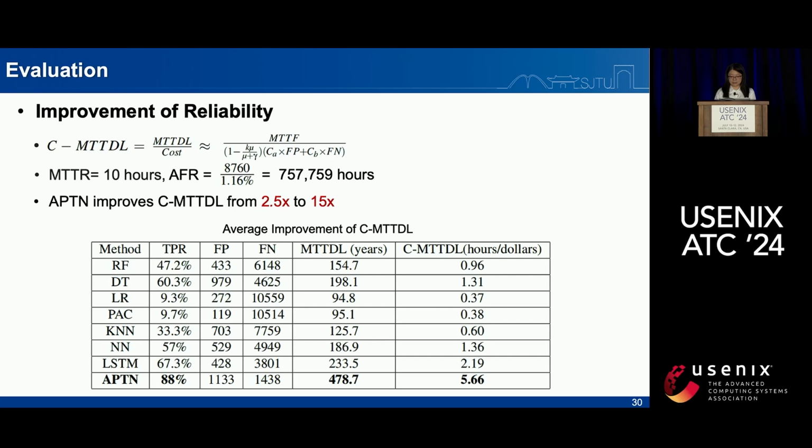Finally, we use the cost MTTDL metric, which is an economic analysis metric, to evaluate the reliability and availability of the system based on different methods. MTTDL is the mean time to data loss. C and CB represent the associated cost for misclassifications. Mu is the inverse value of MTTR. From this table, we can see that our proposed APTN improves CMTTDL approximately from 2.5 times to 15 times, which significantly improves the reliability of the storage system at a lower cost.